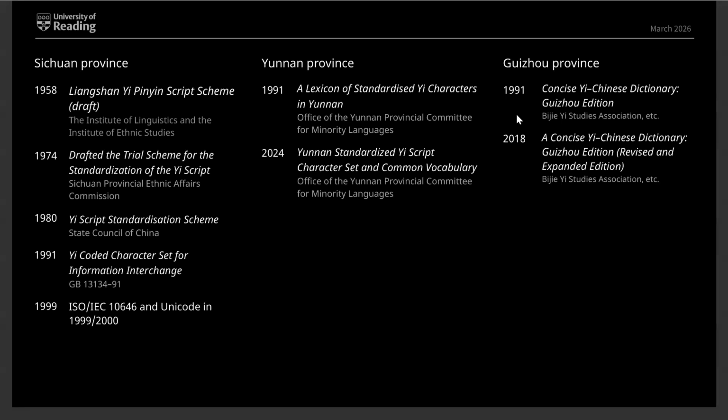Yunnan and Guizhou continued to develop their own materials and reference systems. So standardization did not lead to one universally accepted endpoint. Instead, multiple directions continued to exist. But if the Sichuan standard became so well established, why did the other regions not simply adopt it as the common solution?